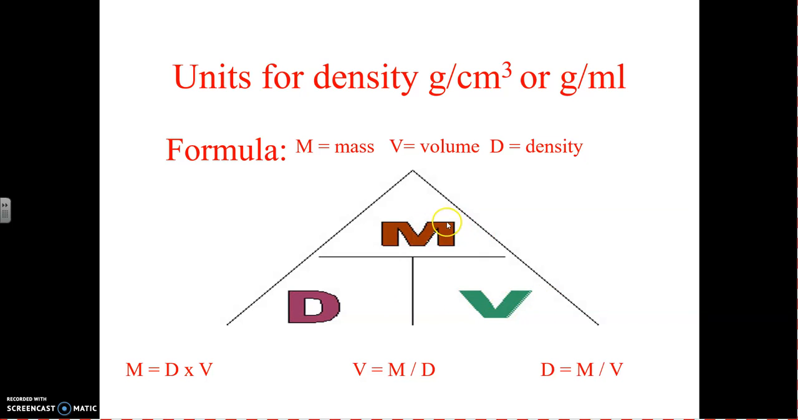So what I like to tell students to do is cover up the thing that you're trying to find and then use the rest of the triangle as your equation, okay? So you have three different equations that we can get from this triangle. Units for density are grams per centimeter cubed or grams per milliliter.